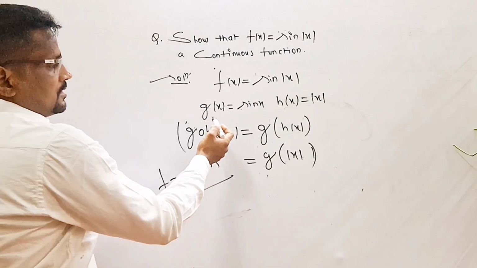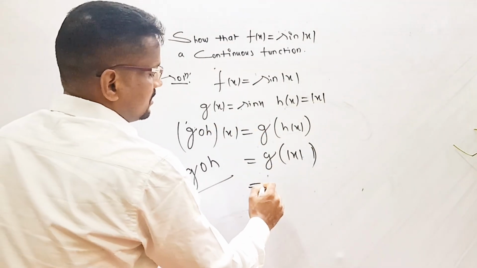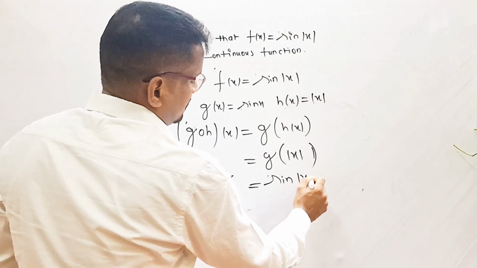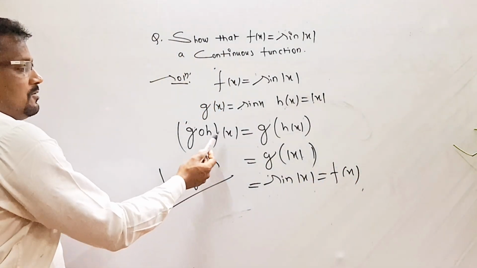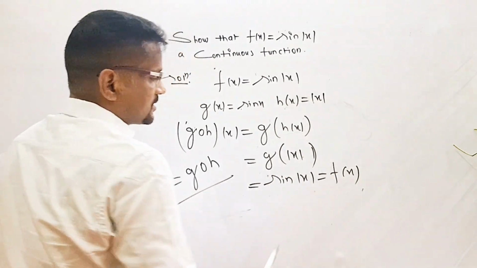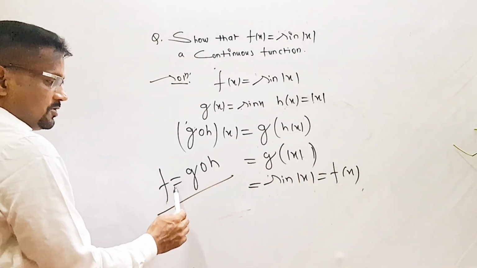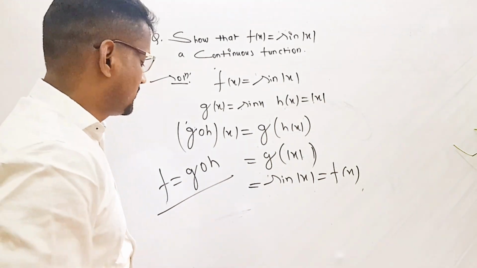Now say g(x) is sine x. Then g of modulus x is sine of modulus x, which is nothing but f(x). So again, for any value of x, g composition h equals f(x). So f must be equal to g composition h. It's the equality of functions. By that definition we can write it.